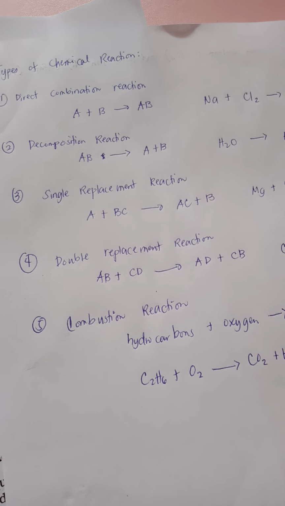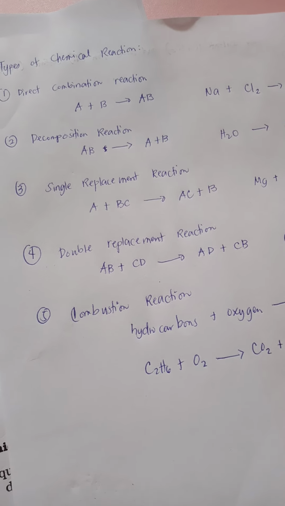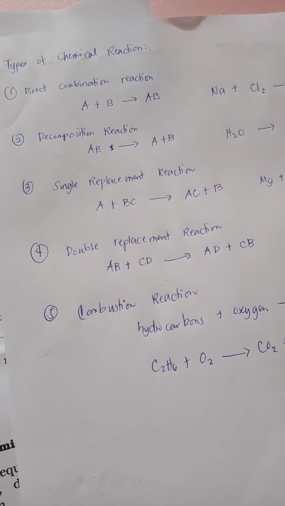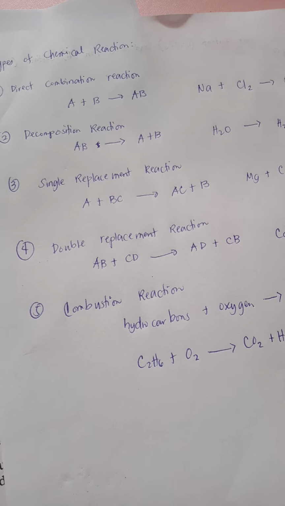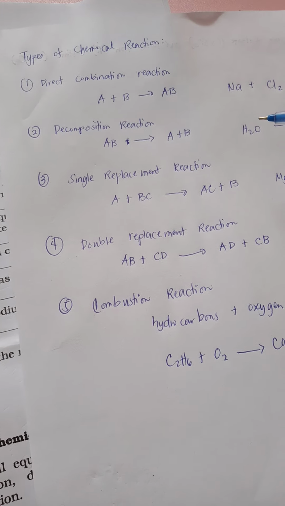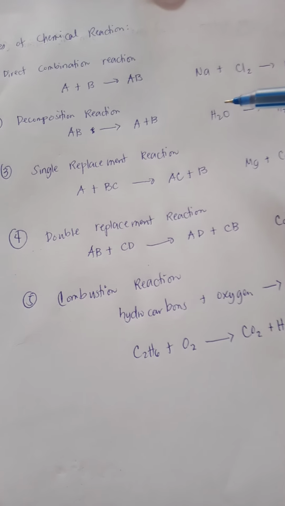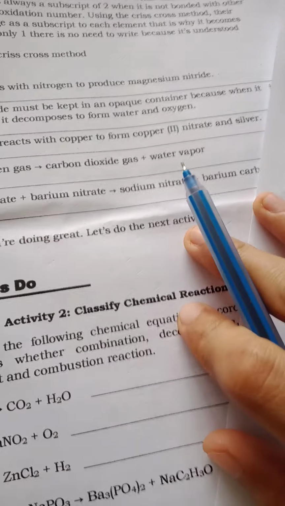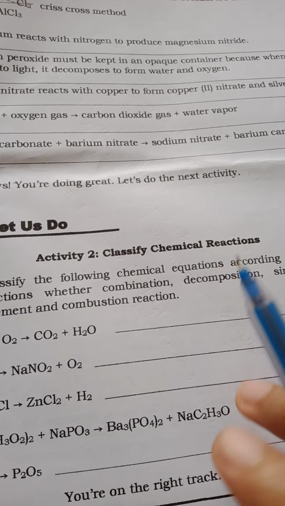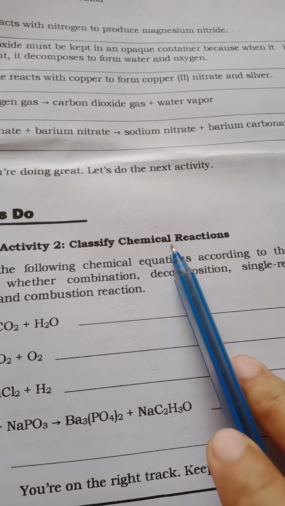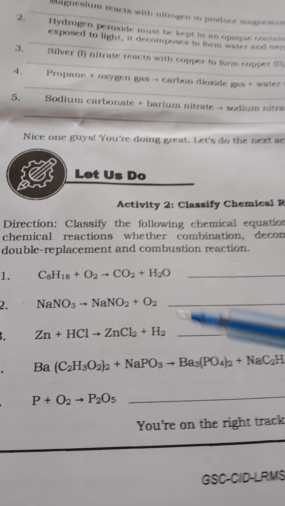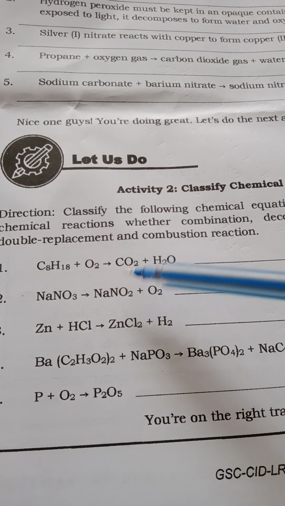Okay, so again, we are here to discuss our learning activity sheets for week 5 to week 8. But for now, let us focus on one activity of week 5, and that is activity number 2, which is entitled Classifying Chemical Reactions. Makikita ninyo iyan diyan sa inyong learning activity sheets. Meron kayong 5 numbers to fill in.